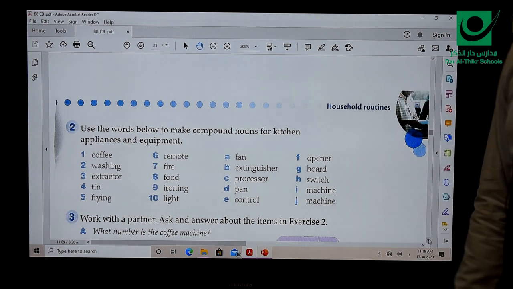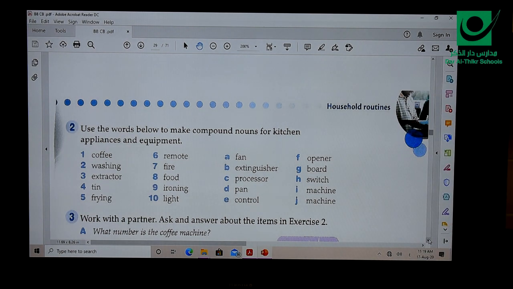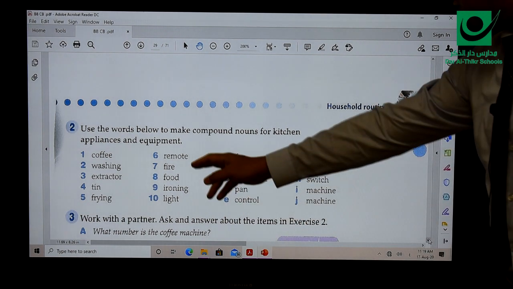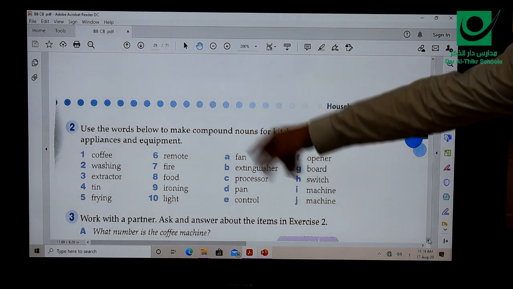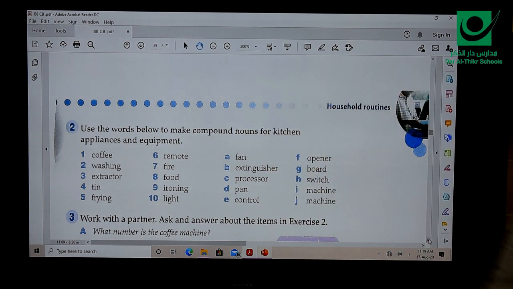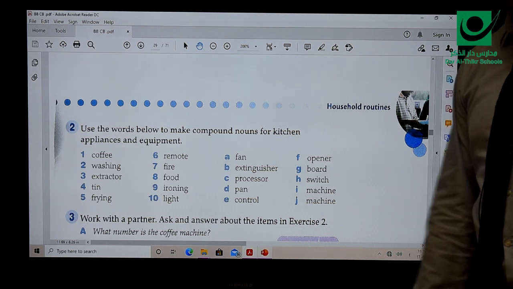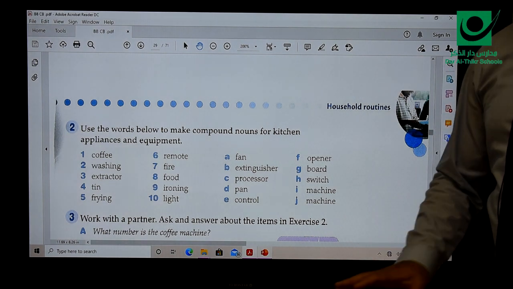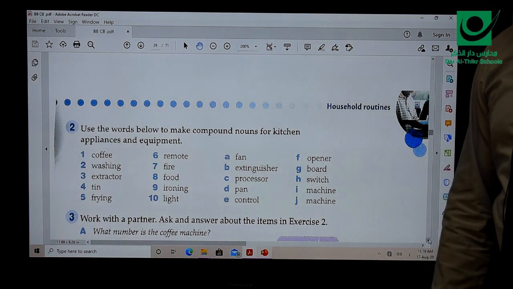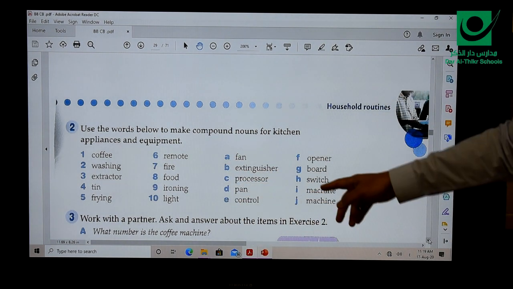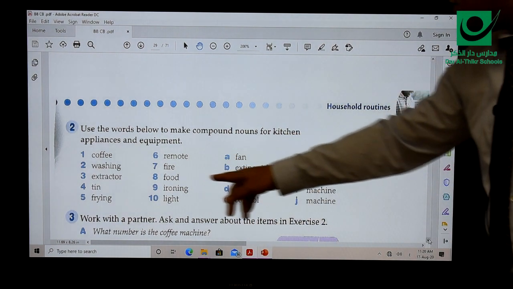Remote. I think it's so easy. When you want to control something like the TV, you use the remote control. Remote control. Fire. If there is a fire, we need to put it out. We use the fire extinguisher. Fire extinguisher.